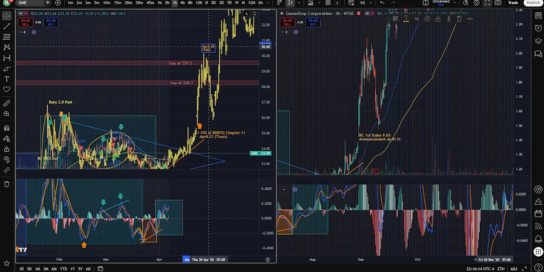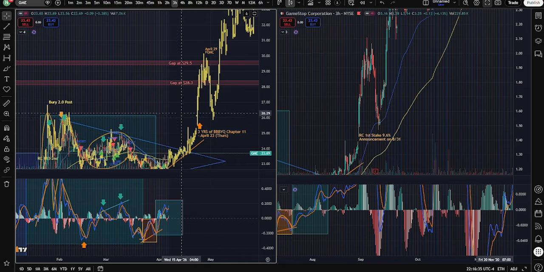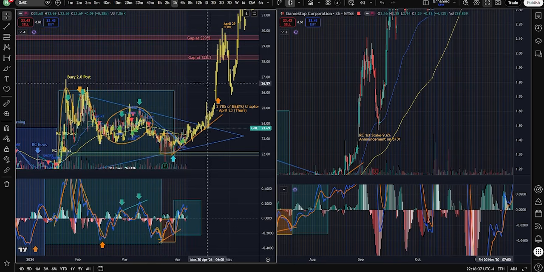And then we have an April 29 FOMC meeting, and they're going to make a decision on interest rates or whatever. But I'm expecting a pullback due to the FOMC. So I'm expecting somewhere around April 23rd, which is the 3-year anniversary of BBY, and I don't know why that caused GME to pop, right?